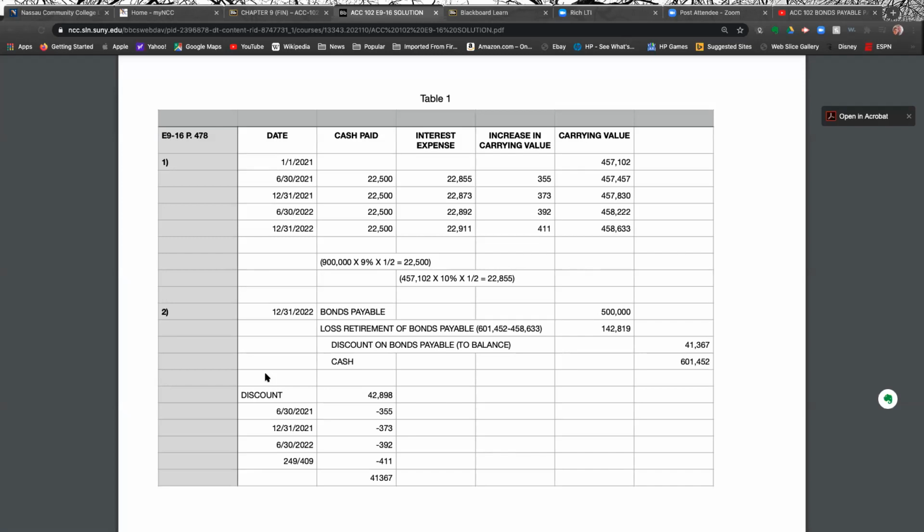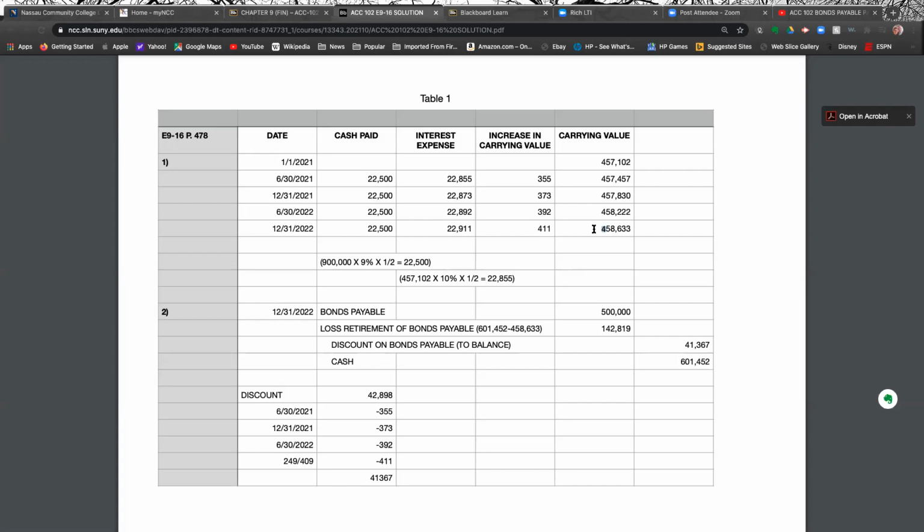So if we take a look at that, on January 1st, 2021, Splash City issues $500,000 of 9% bonds due in 20 years, right? That's all the face amount information. With interest payable semi-annually on June 30th and December 31st each year, the market interest rate on the issue date is 10%. So the bonds are issued at a discount. Bonds are issued at $457,102. Using an amortization schedule, show that the bonds have a carrying value of $458,633 on December 31st, 2022.